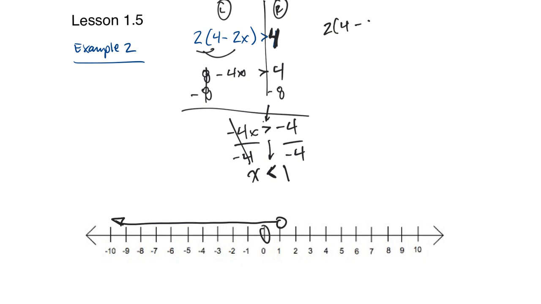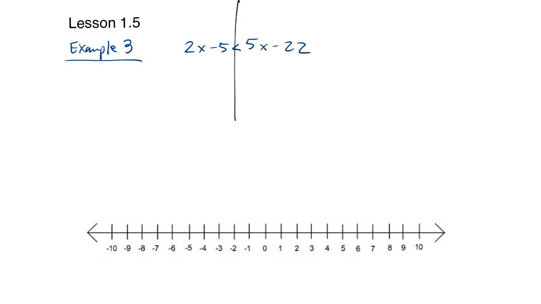2 times 4 minus 2 times 0 greater than 4. That's really just 2 times 4. Is that greater than 4? Yeah, it's 8. Sorry, it's greater than 4. We're good. Okay. Example 3.